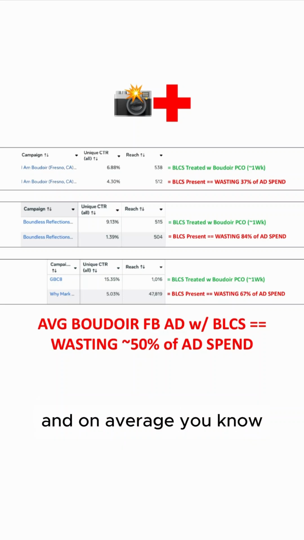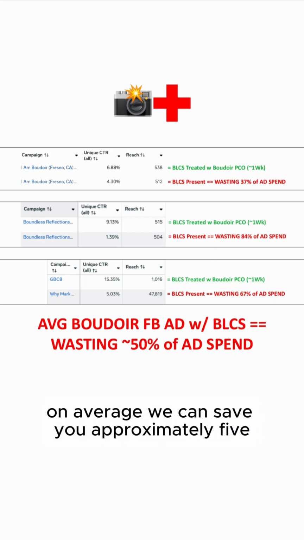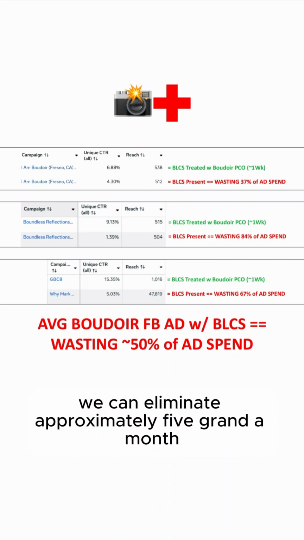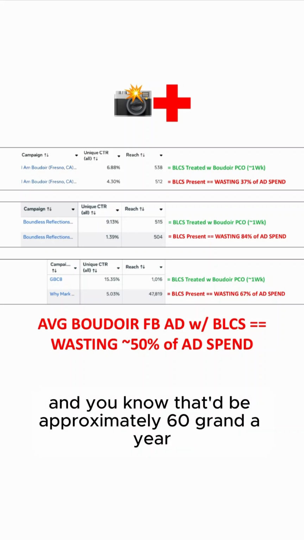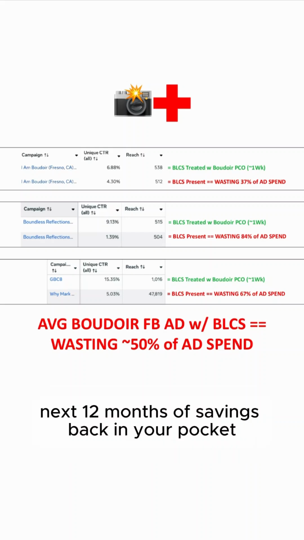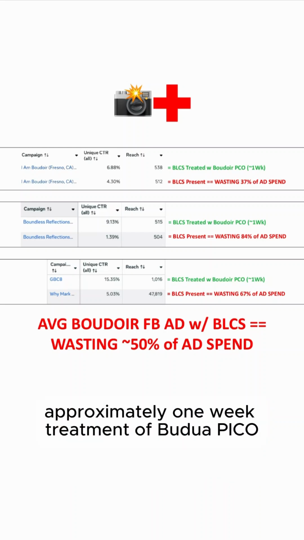On average, if you're spending more than 10 grand a month, we can eliminate approximately 5 grand a month in wasted Boudoir Facebook ad spend. That'd be approximately 60 grand a year, the next 12 months of savings back in your pocket for simply approximately one week of treatment with Boudoir Pico.